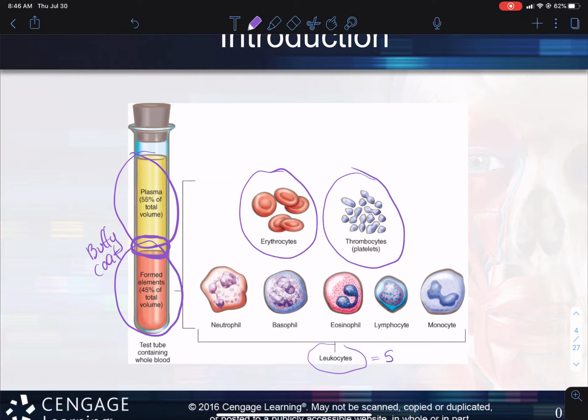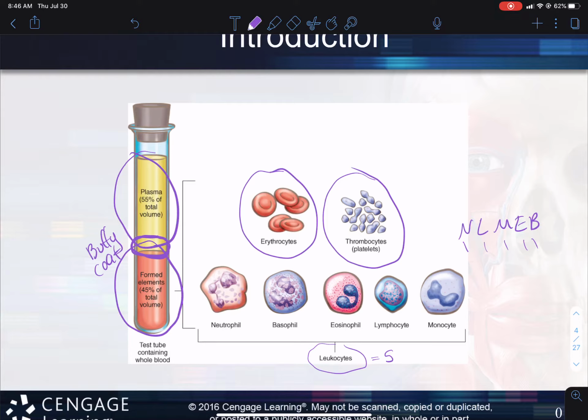One type is neutrophil, the next is basophil, the next is eosinophil, lymphocyte, and monocyte. And I think there's an acronym to remember all of these. So never let monkeys eat bananas, I believe. Never let monkeys, so neutrophils, lymphocytes, monocytes, eosinophils, basophils. Never let monkeys eat bananas, which is kind of funny.